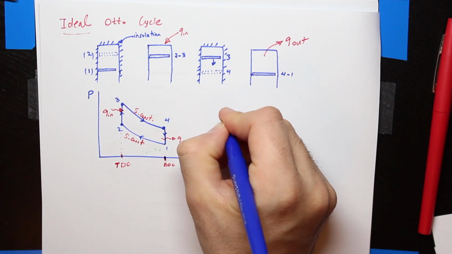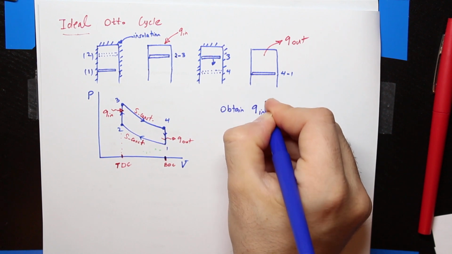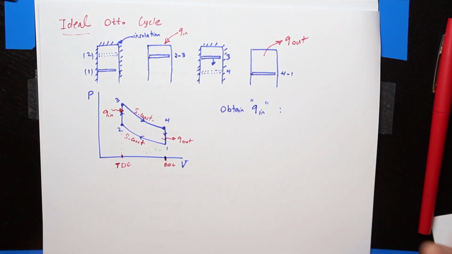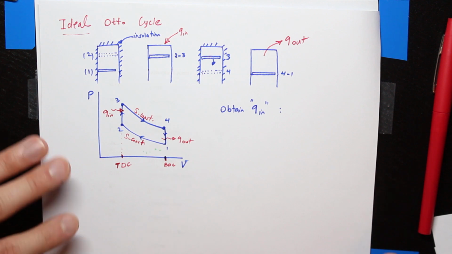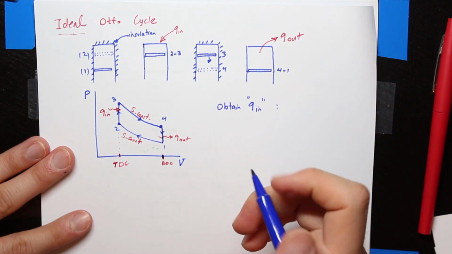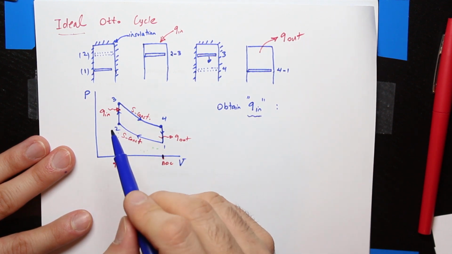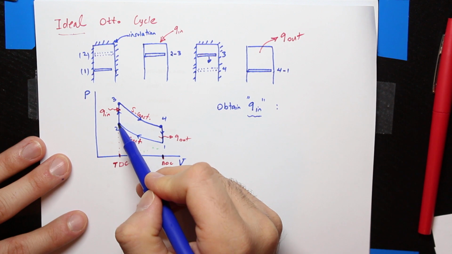Just for the sake of practice, let me do one of them. So let's say my goal is to obtain Q in, for instance. Q in and Q out are exactly the same. I'm just doing one of them. You can do the same concept for both of them. Although we did that in the class, so you should have that in your notes. But let's do it once again. So if I'm looking for Q in, then I need to focus on the process from 2 to 3.